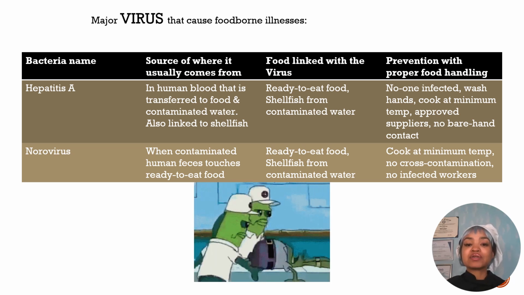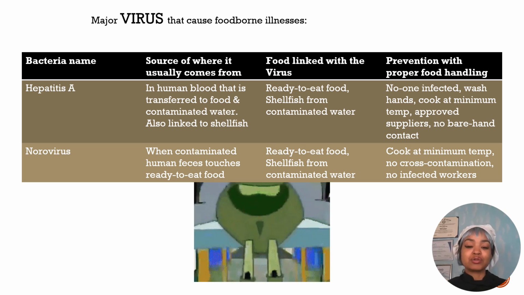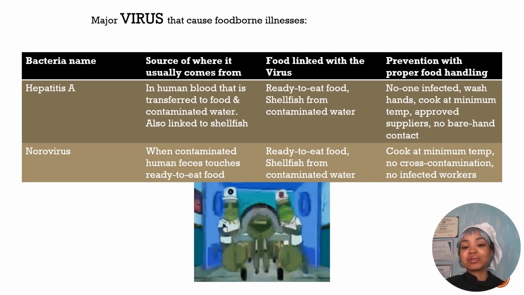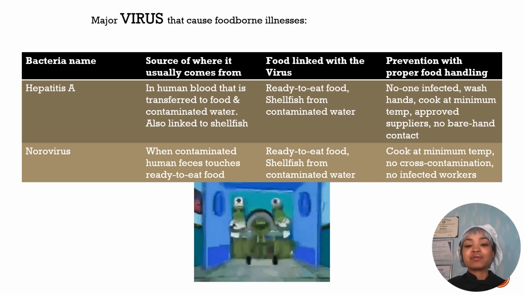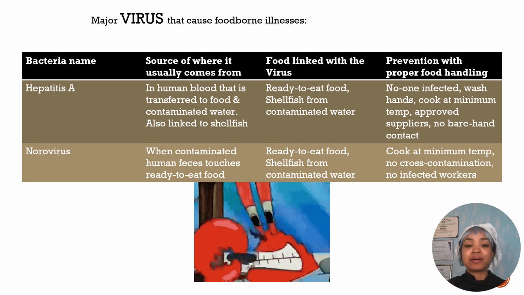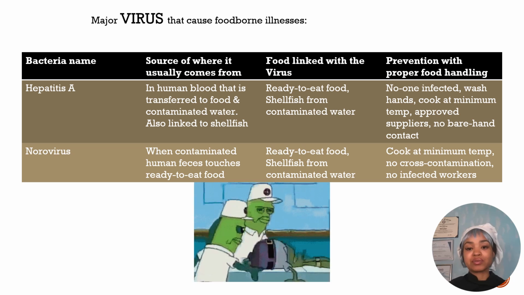Food linked with this virus are usually ready to eat food because usually food goes straight from the kitchen after being cooked to out for service for people to eat, and the cuts and the blood types of transfer can happen during that time. Shellfish from contaminated waters can also be a carrier as well.